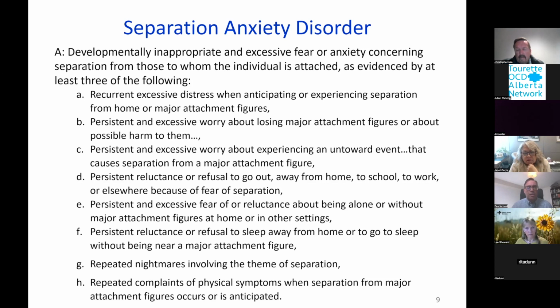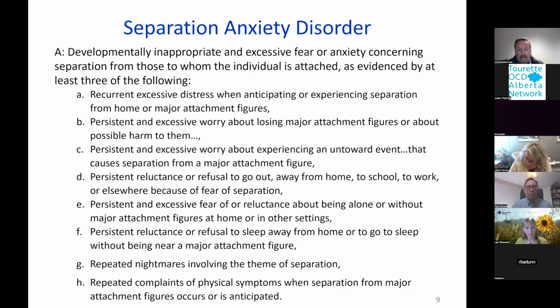Sometimes they're experiencing some of their separation anxiety symptoms in sleep, that worry about something bad happening to an attachment figure, for example. And then finally, again, a common presenting symptom for anxiety disorders in general, this idea of somatic or physical symptoms, so headaches, stomachaches, et cetera. There are examples given in the DSM-5. Those are the typical ones.